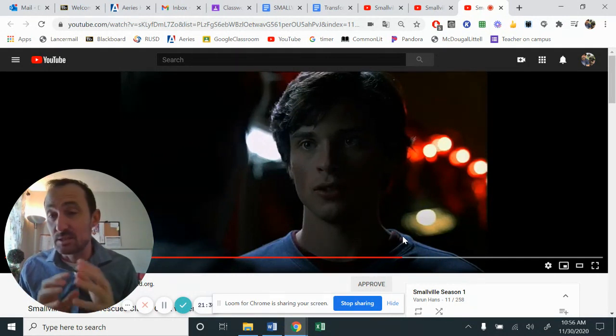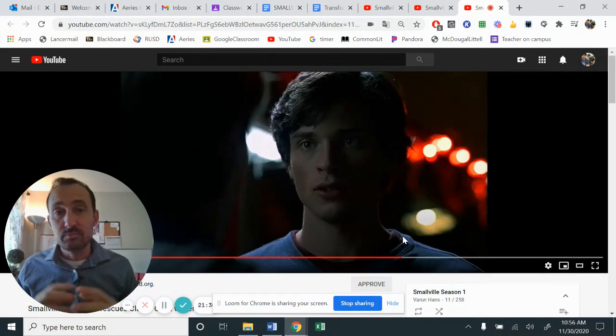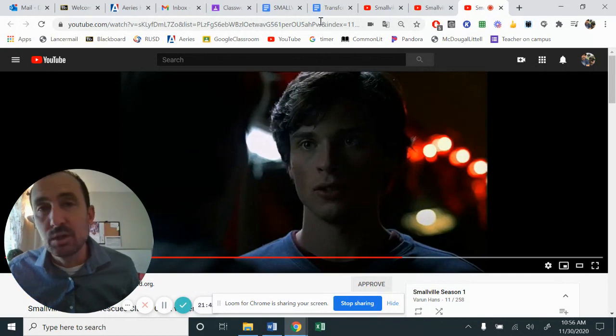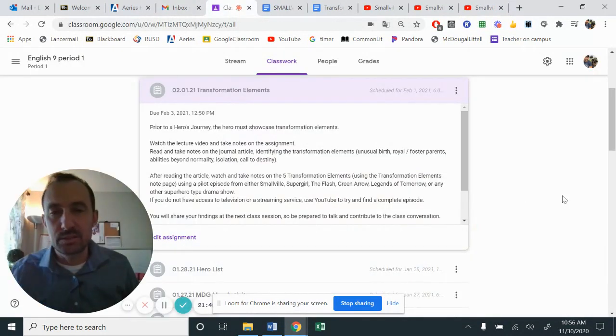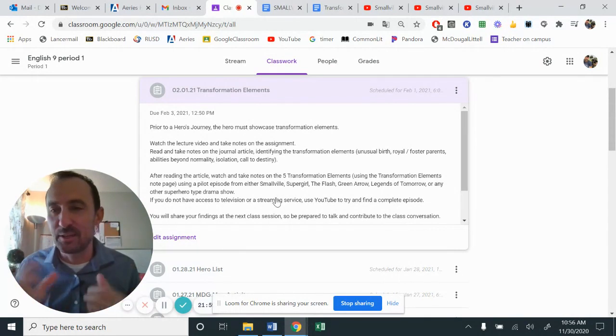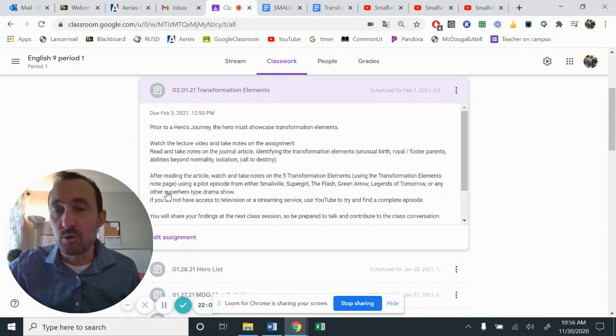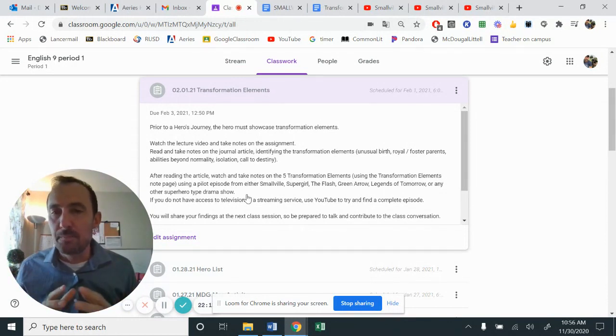So even in these small moments of a book, a television series, anything, these elements can be applied, and you get that opportunity to do this. So if you look over here at the classroom, here's what this is saying. This says, after reading the article, watch and take notes on the 5 transformation elements, using a pilot episode from either Smallville, Supergirl, The Flash, Green Arrow, Legends of Tomorrow, or any other super type drama show. I get so excited about the hero just because this is something fun and different than just reading a book.